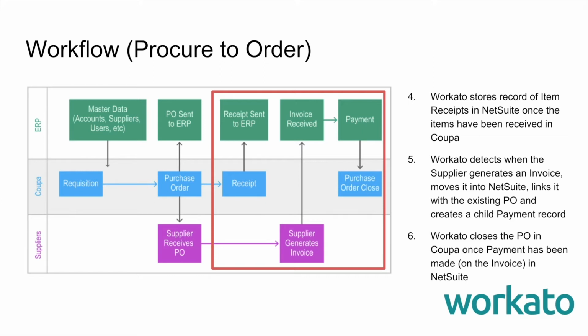On the supplier side, when the supplier receives the PO, he can go ahead and generate an invoice, and Workato will pick up that event through our native Quickbase integration and create that invoice in the ERP. Finally, in the NetSuite ERP, we'll have item receipts, POs, and invoices, all linked together. The last step is that a finance manager in the company can go into the ERP and make payment on the invoice.